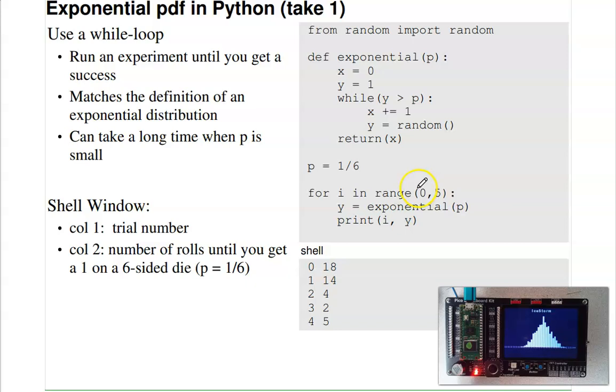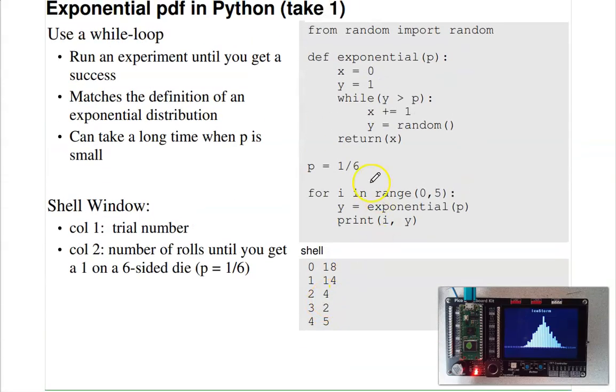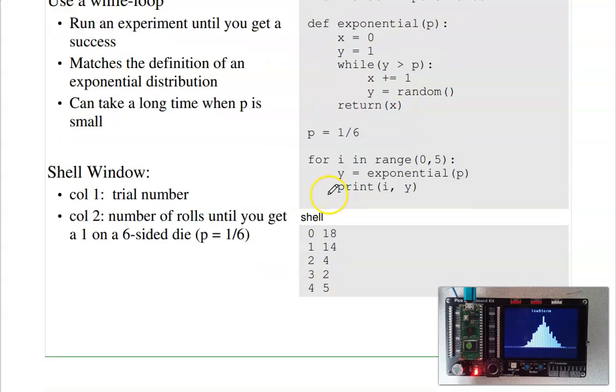This is the trial number, and here it is. The first trial, it took 18 rolls to get a 1, 14 rolls, 4 rolls, 2 rolls, 5 rolls. That's one way, kind of inefficient. The problem with this approach is when p is small, I'm stuck in this loop a long time.